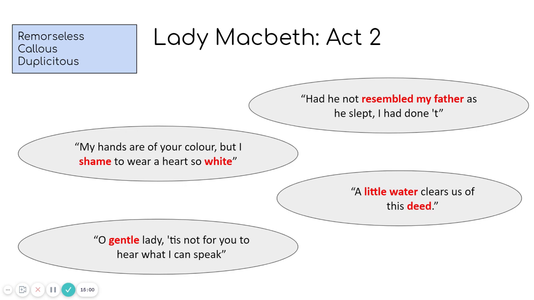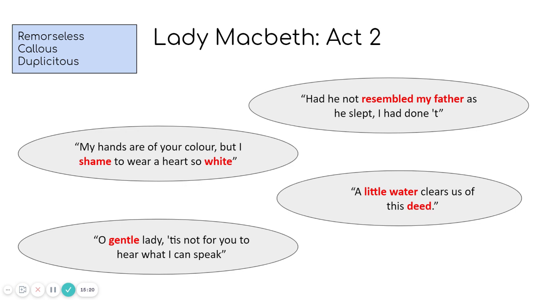She uses that word white to imply that he's being cowardly. She's saying that, in regretting what you've done, you've shown cowardice. So again, she's now reverted back to that callous, determined, resolute character who will not accept any weakness from herself or her husband.